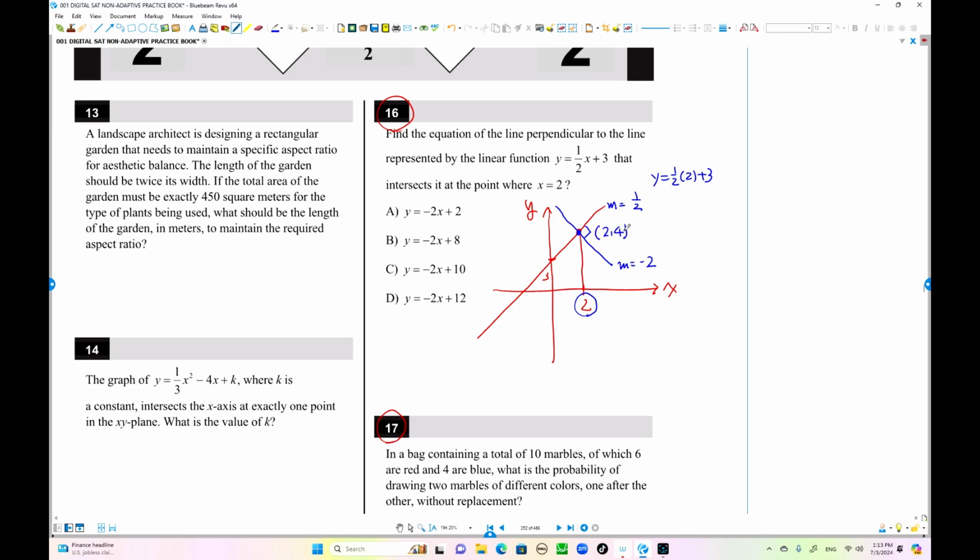So use point-slope form. Okay, y minus y1, which is 4, equals the slope, negative 2, times x minus x1, which is 2. After that, you can find the equivalent form. Let's solve this one. Okay, y equals negative 2x plus 4, and another plus 4, right? The total is 8. So choice B is that, okay?